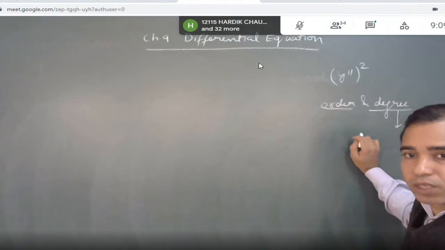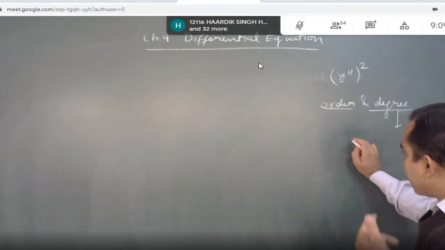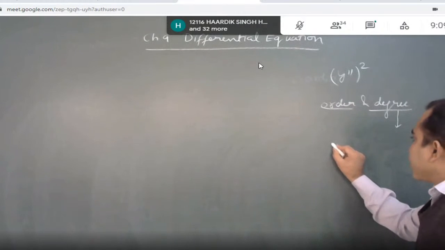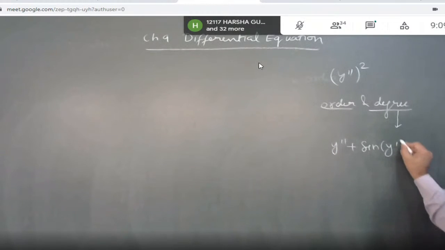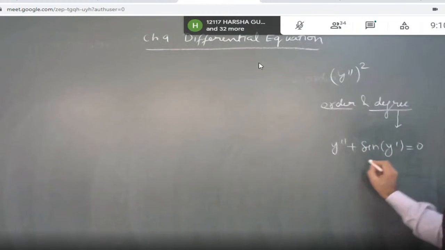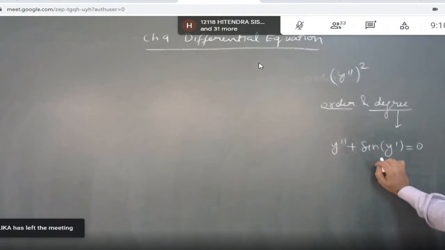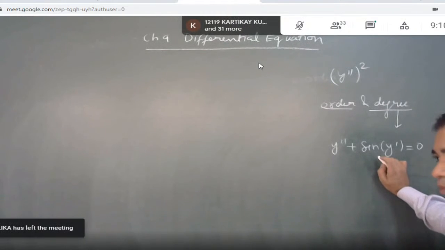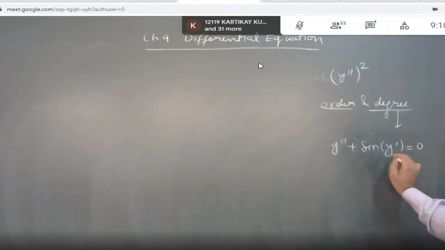तो बेहद आसानी से हम लोगों ने फाइंड आउट किए थे कि डिग्री एंड ऑर्डर क्या क्या है. And some beautiful examples we saw, like y double dash plus sine of y dash. What should be its degree? Students? Not defined. Its degree was not defined, right? Because this was not a polynomial form differential equation.